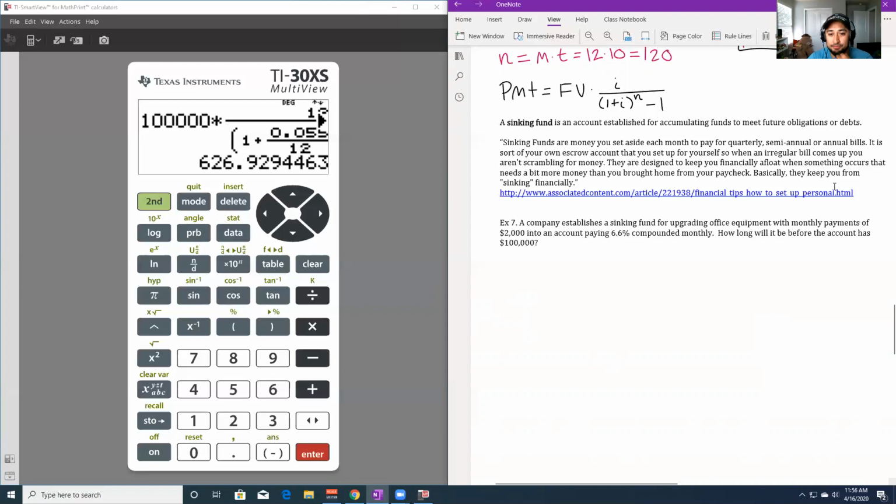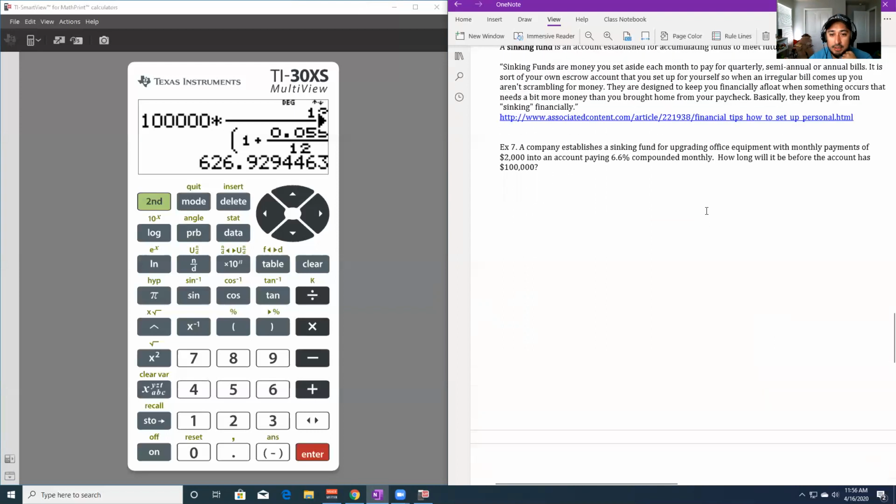Okay, perfect. So example 7. A company establishes a sinking fund for upgrading office equipment with monthly payments of $2,000 into an account paying 6.6% compounded monthly. How long will it be before the account has $100,000? Ooh, so now we're solving for time, because this problem said how long. So we're looking for time. So this means we're going to use the third formula, but let's piece everything together first.